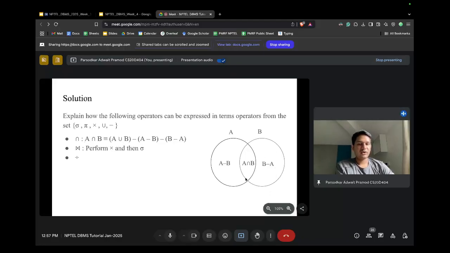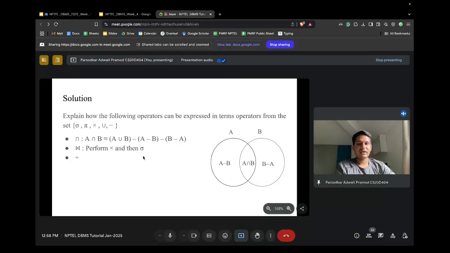And we know that the union of the two sets, A union B, would be the region which is in either A or B or both. So is it clear from the diagram that A intersection B would be A union B minus A minus B minus B minus A? Are there any doubts about why this is the case? Okay, if this is clear, then we have solved two of the three parts in the table: we have simulated the intersection operator using union and subtraction, and we have simulated the natural join using cross and select.